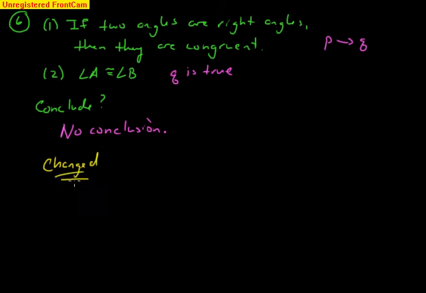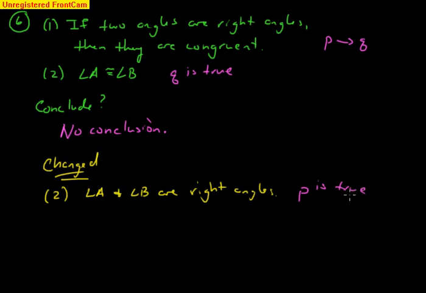Now, if I change the problem, and I say statement 2 is that angle A and angle B are right angles. If I tell you that instead of what we told you above, then this statement is P. This is saying that P is true. And using the law of detachment, I can then say that Q is true. I can say that they are congruent. I can say that angle A and angle B are congruent. I would be able to say that angle A is congruent to angle B, and this would be by the law of detachment.